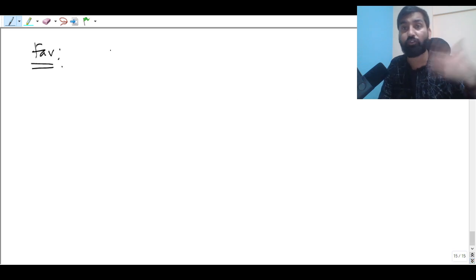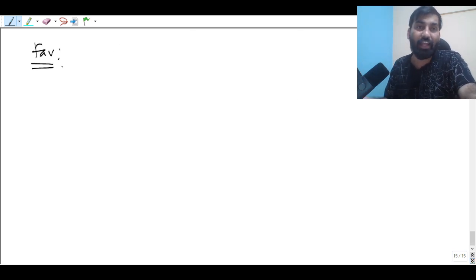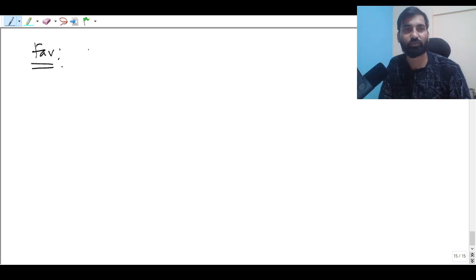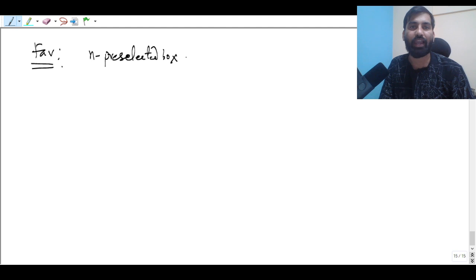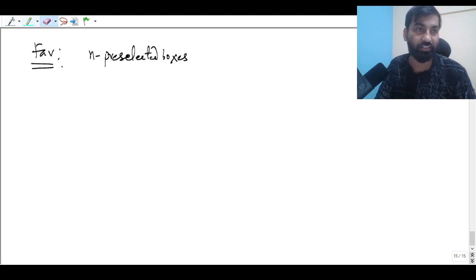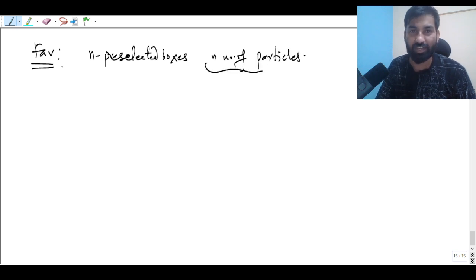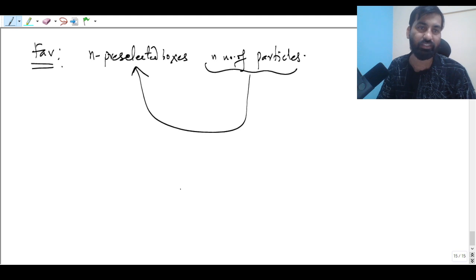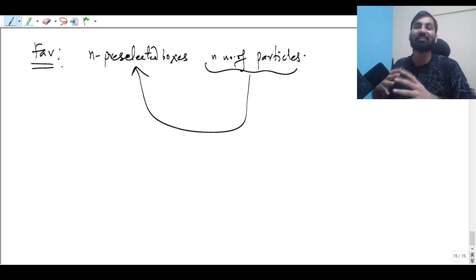So out of the m boxes, you have taken n pre-selected boxes. And how many particles are there, guys? There are n identical particles. So these n particles will be placed in the n pre-selected boxes.